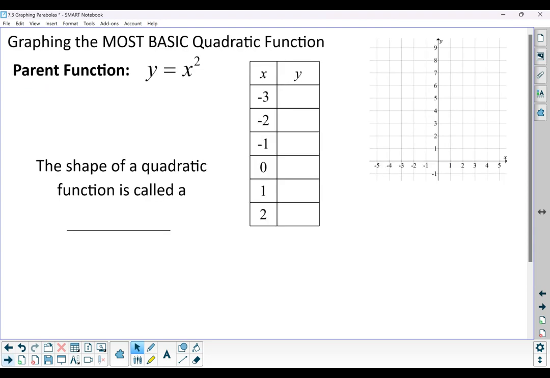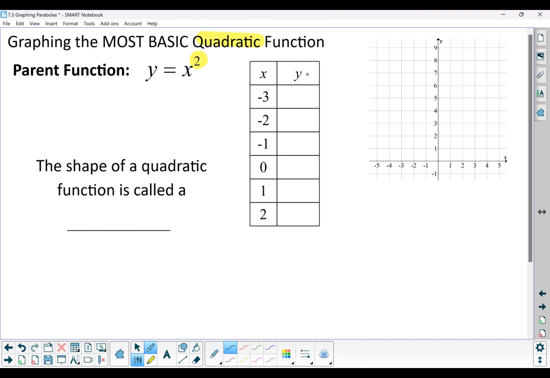Okay, so a function that has a power of 2, like this one, y equals x squared, is called a quadratic function. That's just the name of that type of function. And again, the thing that makes it a quadratic function is the power. So we're going to graph the most basic of these quadratic functions, which is y equals x squared.